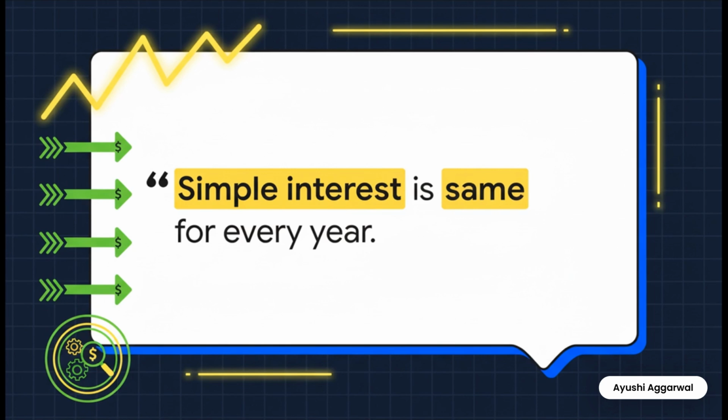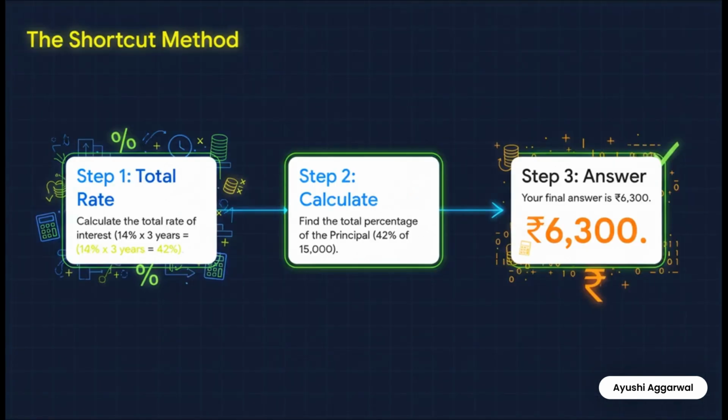And because of that, we can do something really clever. So here's the hack. Instead of calculating year by year, just find the total rate of interest for the entire period. In our last question, the rate was 14% for 3 years. So what's the total interest percentage? Just multiply them. 14 times 3 gives you 42%.